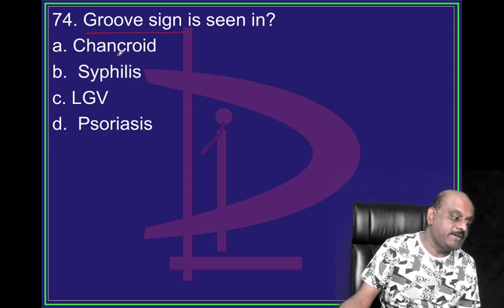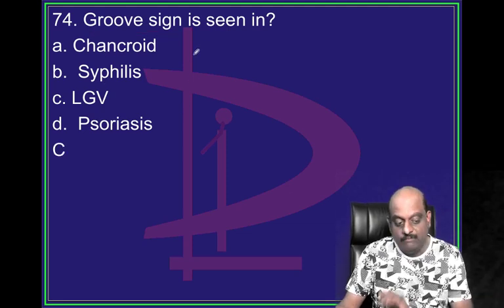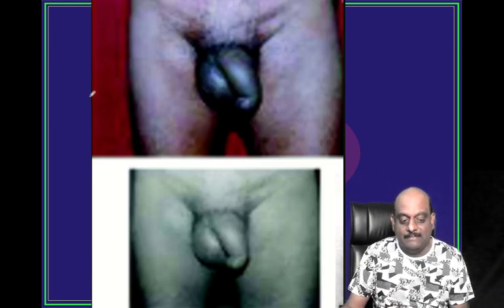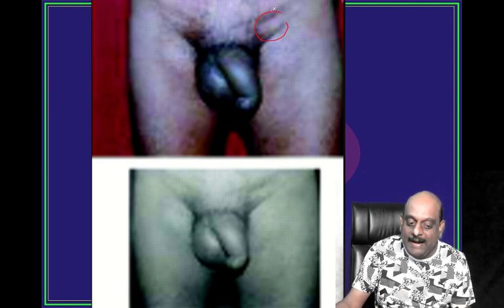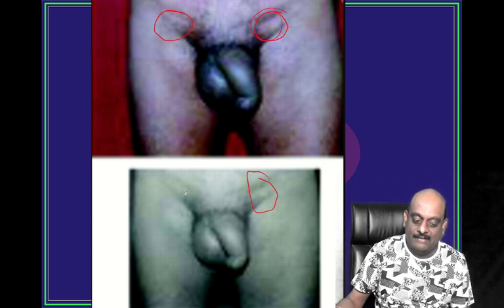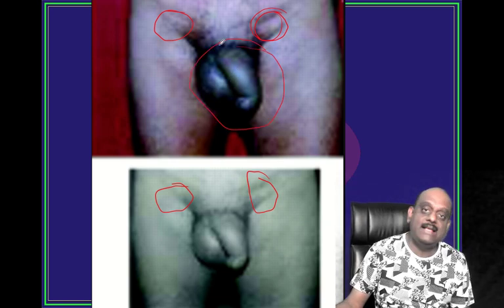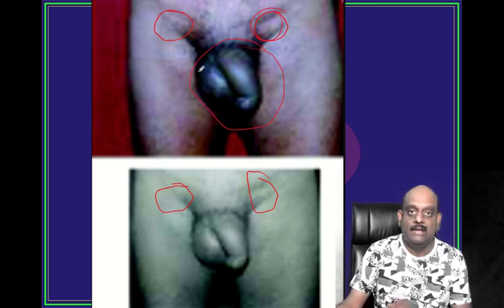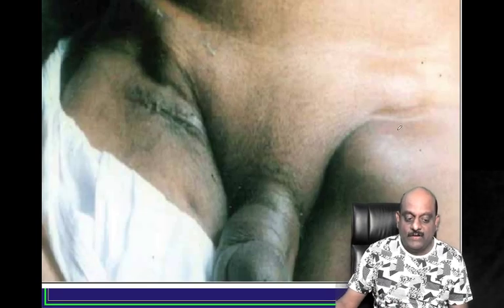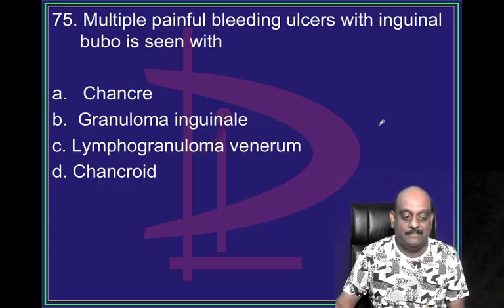Groove sign. Where do we see groove sign? It is an important question, doctor. We see it in the case of lymphogranuloma venereum. So this is bilateral groove sign, due to that lymphadenopathy. Also, there is elephantiasis because of the lymphatic obstruction, is what you are able to see. This once more is an example of groove sign because of the inguinal lymphadenopathy in lymphogranuloma venereum.